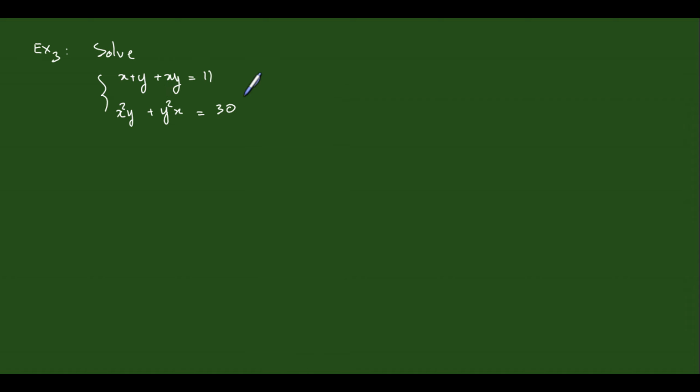Before I name a new variable, I'm going to do one more step. Over here you see that x and y are in common, so I'm going to factor xy out, so you have xy times (x plus y) equal 30. So what do you see over here? Let me use this color right here. You see that over here we have x plus y.